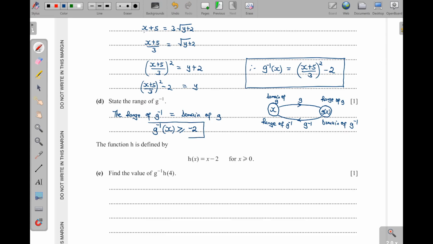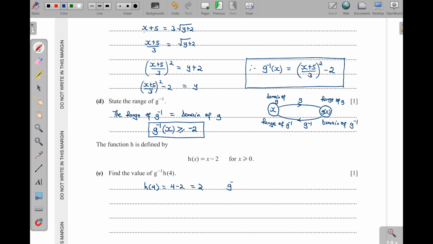Then will be greater or equal to negative 2. Then here they are saying the function h is defined by h of x is equal to x minus 2 for x greater or equal to 0. And they are saying find the value of the g inverse of h of 4. So I need to first get h of 4, which will be 4 minus 2, and that is a 2.